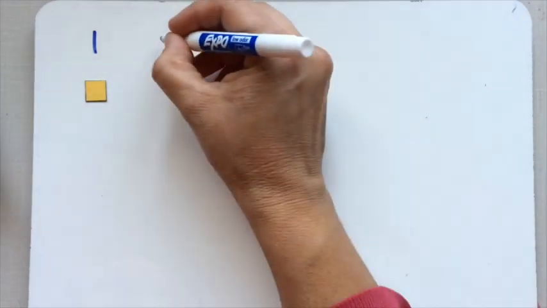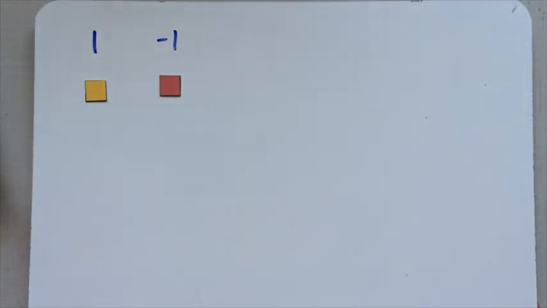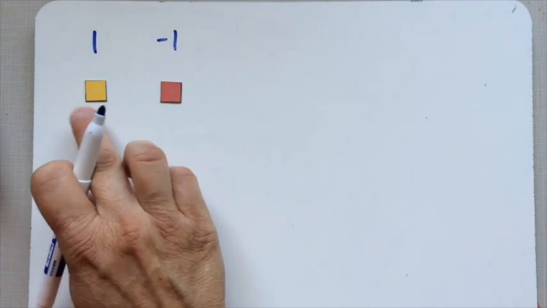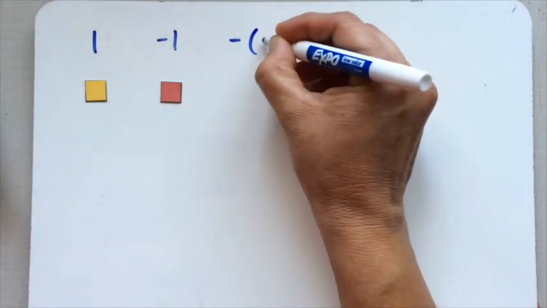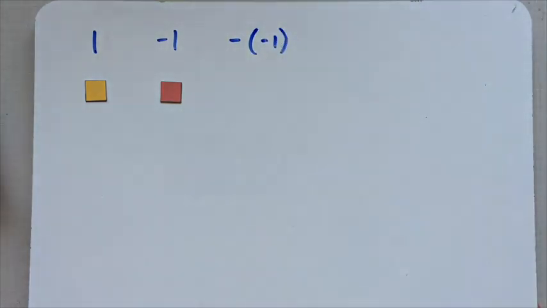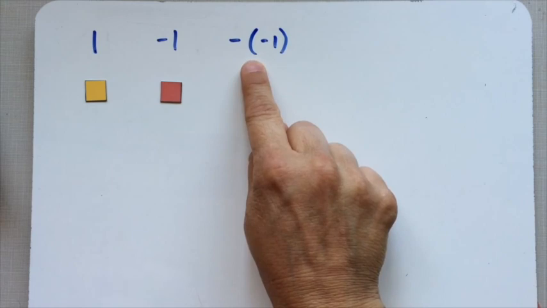The opposite of a positive 1 is a -1. And to represent a -1 using the tiles, we flip the tiles over and we use the red side. And -1 means we've lost 1, we owe 1. It's the opposite of having 1. All right, but what about a -(-1)? So you got to know what to do with this when it comes up, because it will.